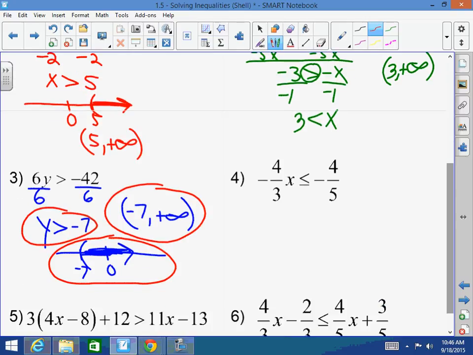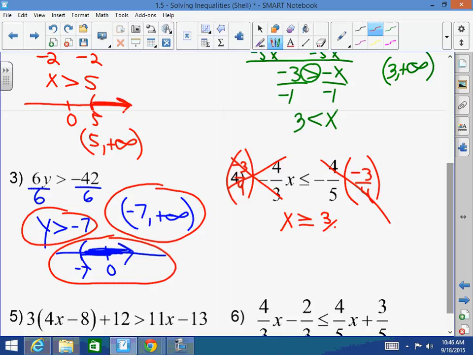Okay, how do I solve number 4 here, guys? Very good. So I'm going to multiply by the reciprocal of negative 3/4. Very proud of you guys. But I'm dividing, so say change flip. I'm dividing by a negative, so I've got to flip the inequality. The 4's cancel. Negative 1/5 times negative 3 is going to be positive 3/5. Here's my 0. Here's my 1. My 3/5 is about right here, and it's going to the right. And my interval notation, 3/5, comma, positive infinity.